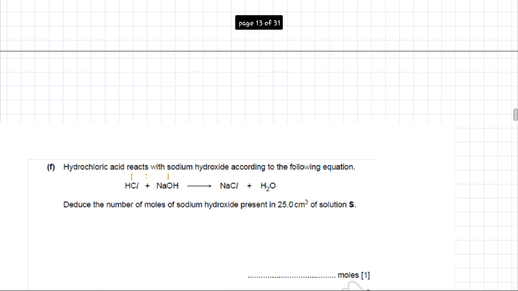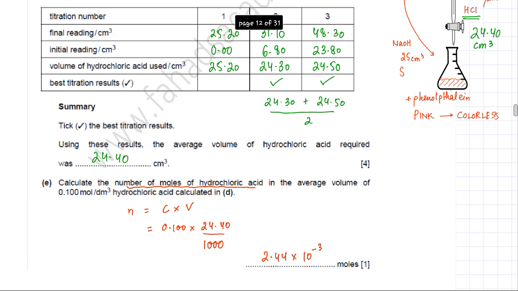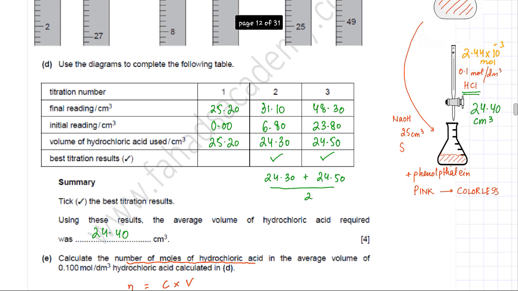So going back to our diagram, we know that 2.44 × 10⁻³ moles of HCl are being added from the burette. So the amount of moles of NaOH over here is going to be exactly the same. They're going to be 2.44 × 10⁻³ moles. The reason being that the two are going to react in the same ratio.